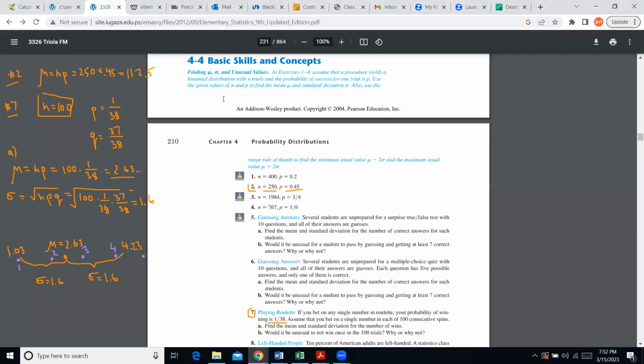And that's what they're discussing in part B, that says, is it unusual to win only once out of 100 times? And the answer is not really. It's possible to win once. It's within pretty much the ballpark. We may get lucky and win 4 or even 5, but probably no more than that.